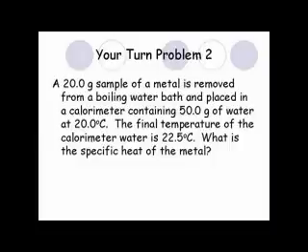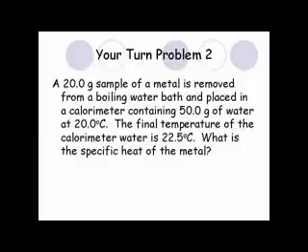Let's try another problem. Here we have a 20 gram sample of a metal that's removed from a boiling water bath and placed in a calorimeter containing 50 grams of water at 20 degrees Celsius. The final temperature of the calorimeter water is 22.5 degrees Celsius. What is the specific heat of the metal?